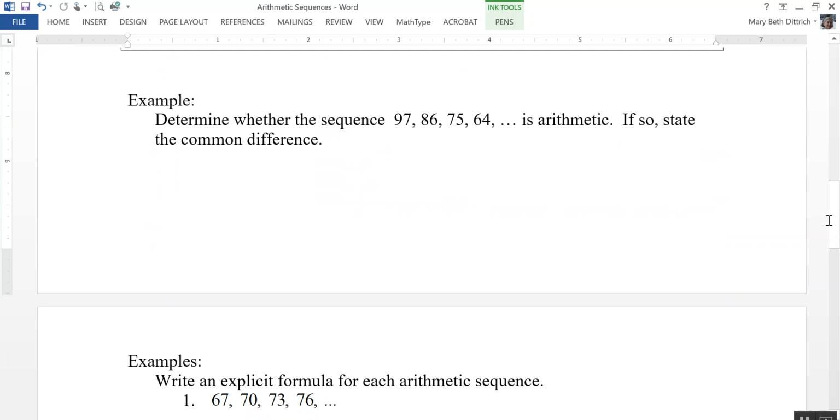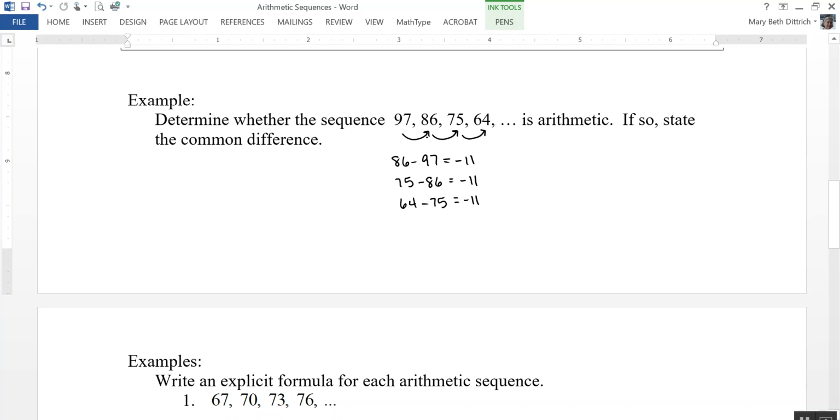First, we need to determine whether the sequence 97, 86, 75, 64, and so on is arithmetic. If so, state the common difference. So in other words, as I go from one number to the next, am I always adding the same amount? Well, to figure that out, I'm going to subtract backwards. So 86 minus 97 is negative 11. 75 minus 86 is negative 11, and 64 minus 75 is negative 11.